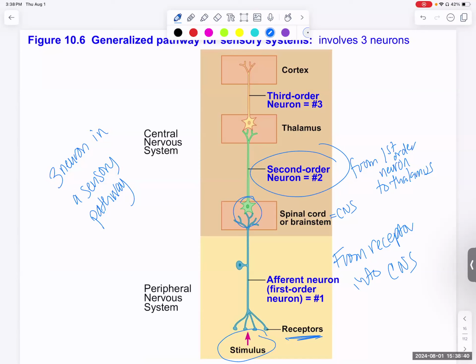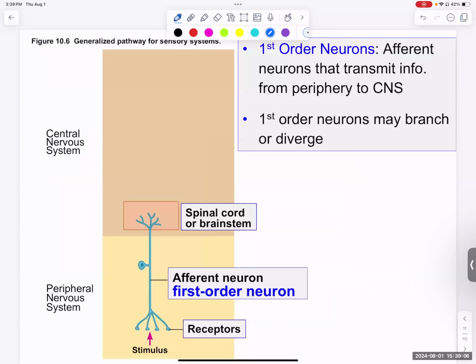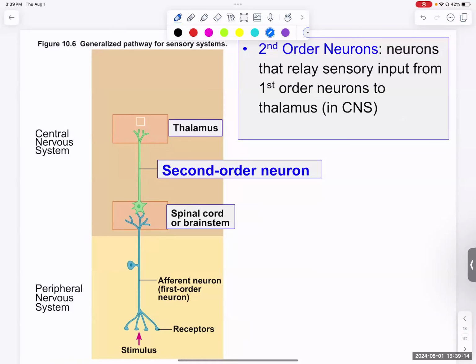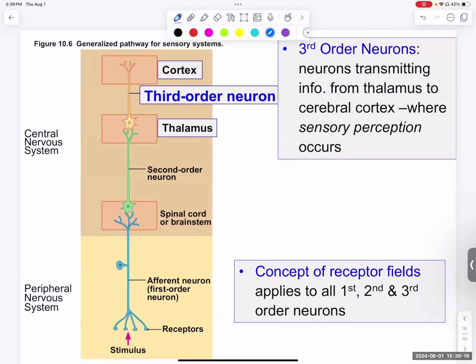Smell is the only sensory pathway that doesn't synapse in the thalamus, but every other sensory pathway, whether it's somatosensory, general, or special senses, is going to synapse in the thalamus on a third order neuron that goes to its specific cortex. So this sensory pathway is happening for all different senses, whether it's general, somatosensory, or special. First order neuron goes through this afferent, and it goes to second order, to the thalamus, and then thalamus to the cortex. The concept of receptor fields applies to all first, second, and third order neurons. And this is important when you have integration or lateral inhibition of certain pathways, or even perceived pain.